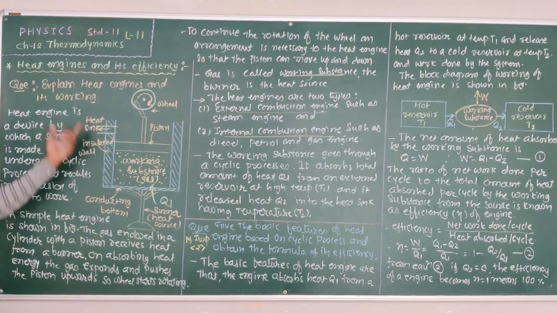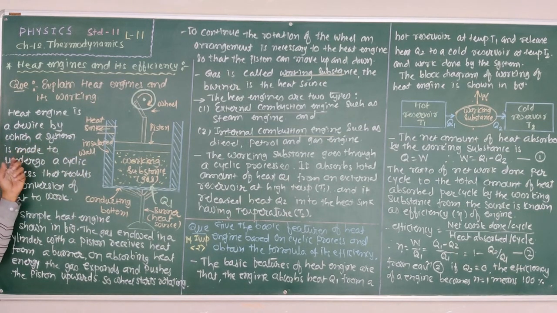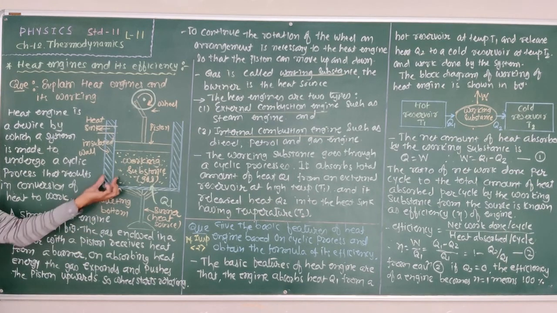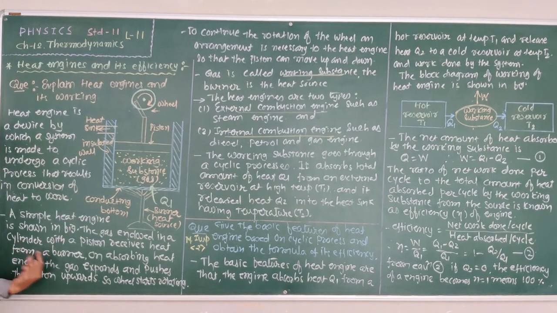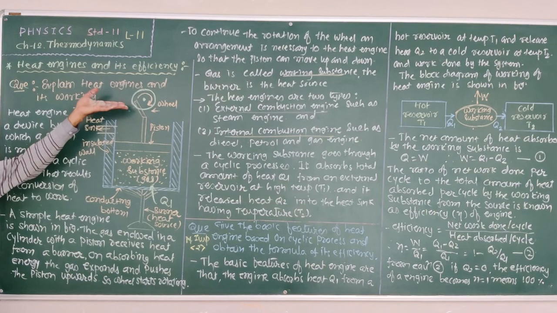Again, what is the heat engine? A heat engine is a device by which a system undergoes a cyclic process that results in the conversion of heat to work. Now, a simple heat engine is shown in the figure. The gas enclosed in a cylinder with a piston receives the heat from the burner. On absorbing the heat, the gas expands and pushes the piston up.